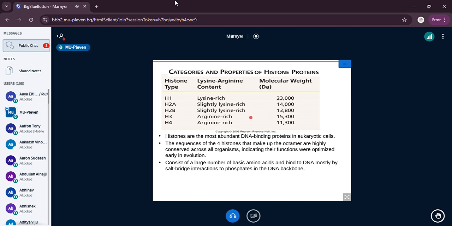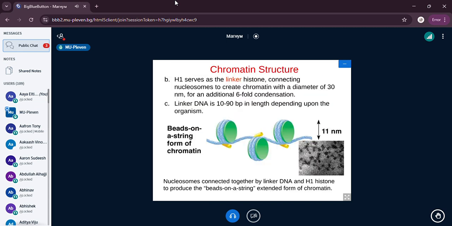The histones that build the nucleosomes are rich in lysine and arginine amino acids, which are basic amino acids. They bind to DNA mostly by salt bridge interactions to phosphates in the DNA backbone. Phosphates are negatively charged, histones are positively charged. That's why this salt bridge and attraction between them help the binding.